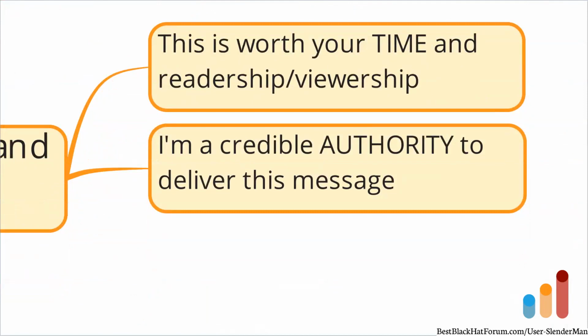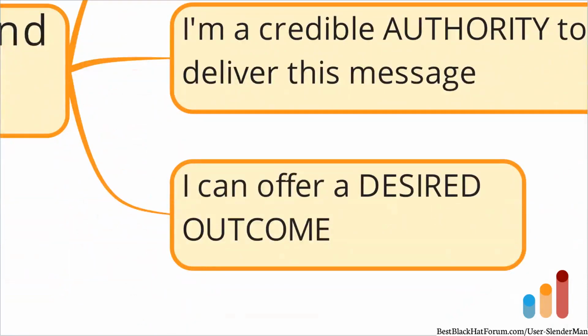The second sale that you have to make is that, listen, I'm a credible authority to deliver this message. It's credibility, it's authority. You can believe me in the context of speaking to your urgent problem, or presenting this 10x opportunity, or making this prediction. You can believe me. And then I can offer a desired outcome, however you're going to address the problem, the opportunity, the prediction. The next sale that you make is not specifically what is going to happen in the end, but that you can offer a desired outcome.